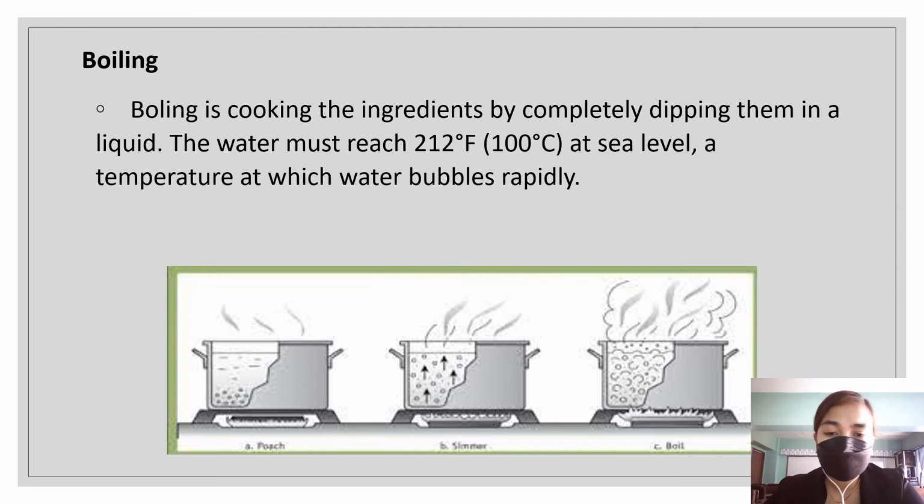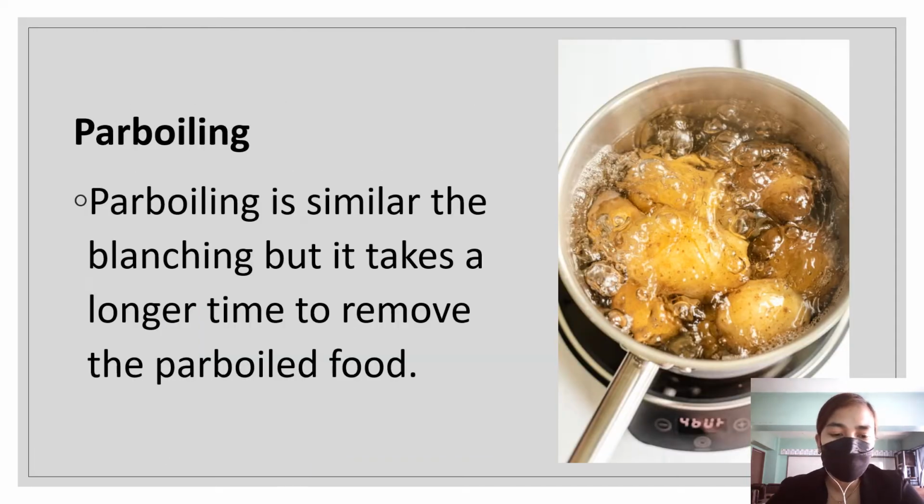So as you can see here in figure 1, it is the difference in the bubbles between poaching, simmering, and boiling. Okay, so parboiling. Parboiling is similar to blanching, but it takes a longer time to remove the parboiled food. So the food is partially boiled in boiling water, after which it is removed and it is cooked completely either at a later time or by a different heating method.